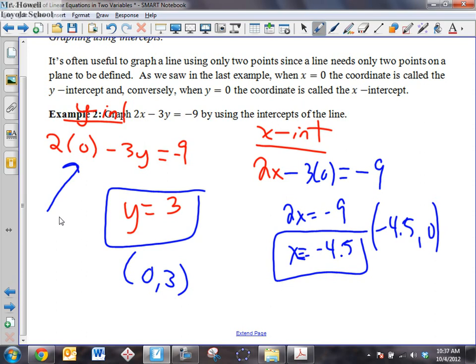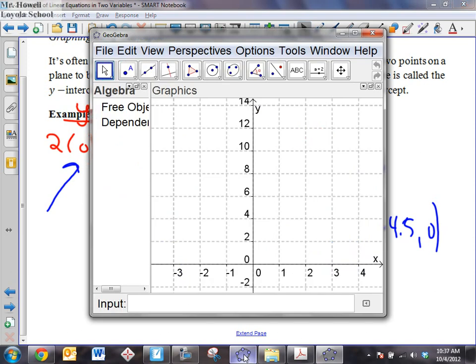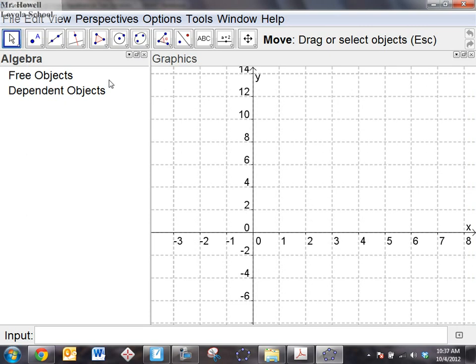Okay, let's graph. You know what? Why don't you go George? Just hit this little button down here. When you see my notes, I use this program down here. It's called GeoGebra. It's free. If you're literally typing geogebra.org, you can download it for free, and you're able to do a lot of stuff. So Hannah, go down here, type parentheses, 0, 3, enter, and then type parentheses, negative 4.5, comma 0, hit enter.